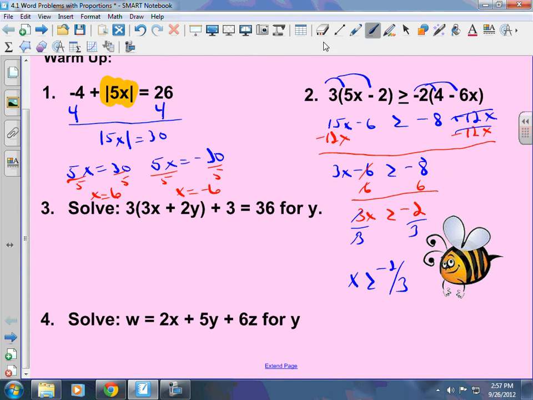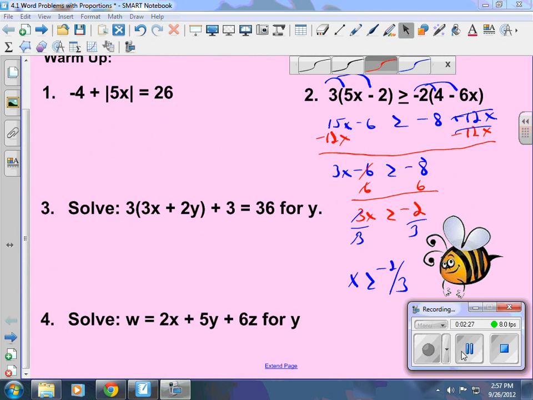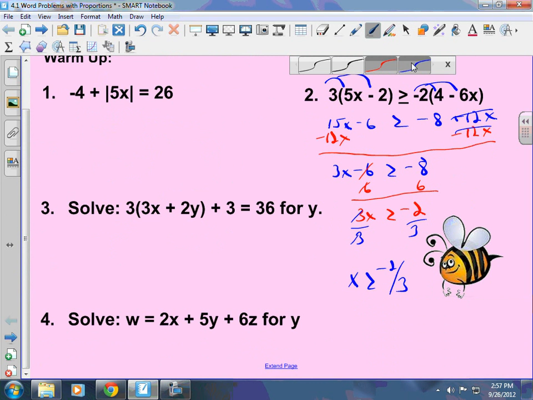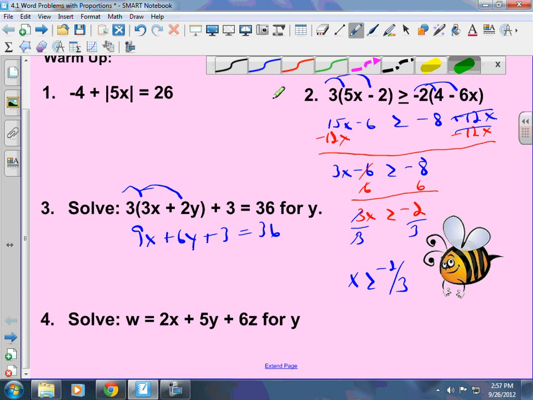Here I'm going to solve for y. So, I'm going to need to distribute again. 3 times 3 is 9x. 3 times 2 is plus 6y. Bring down my plus 3 equals 36. If we remember back to an earlier unit, if there's a sign in between the parentheses and the number, that is not your distributor.